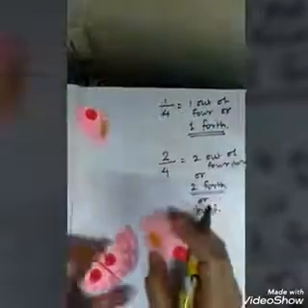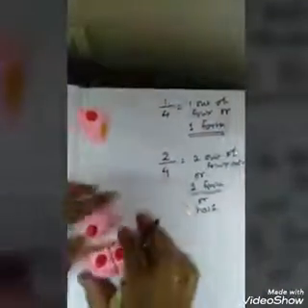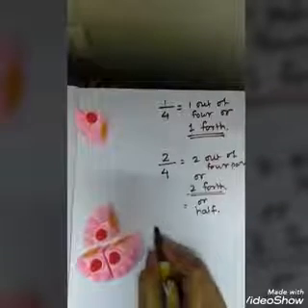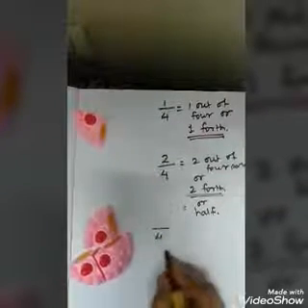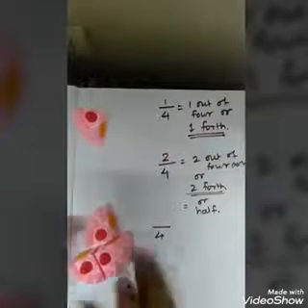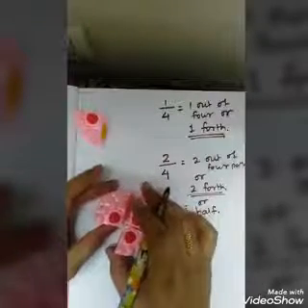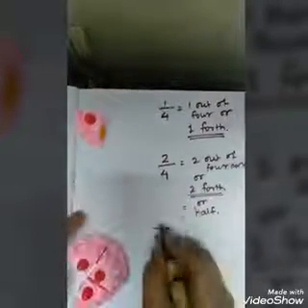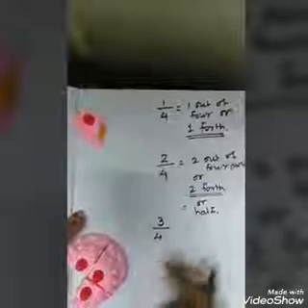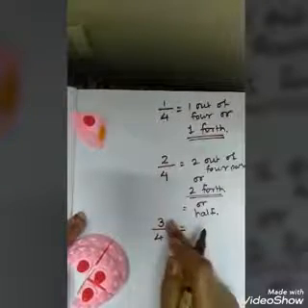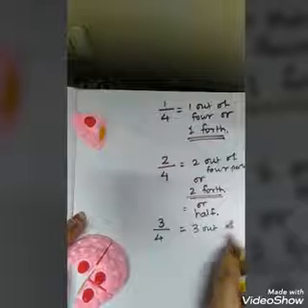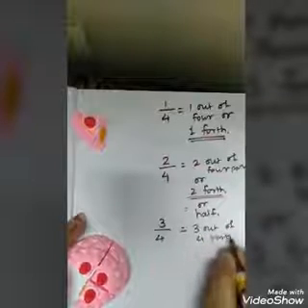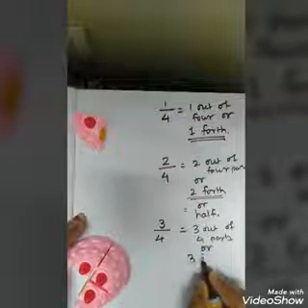Now suppose I have to give 3 parts out of 4 equal parts. Out of, we always write the total number at the bottom, correct? And how many parts are to be given? 3 parts. So 3 is at the top, 3 out of 4. So how to write this? 3 out of 4 parts or 3/4.